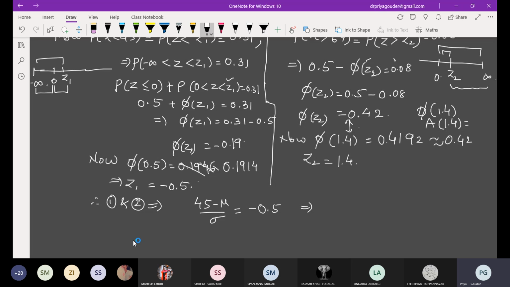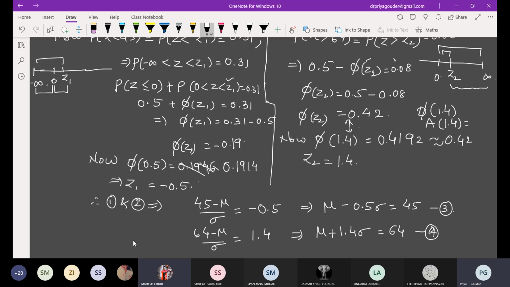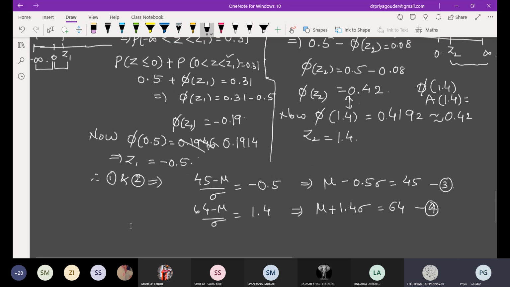Better you write mu first, please. So it is mu minus 0.5 sigma is equal to 45. Am I right? Second equation is what? 64 minus mu divided by sigma is Z2, which is 1.4. If you multiply and transfer it, mu plus 1.4 sigma is equal to 64. Equation 4.